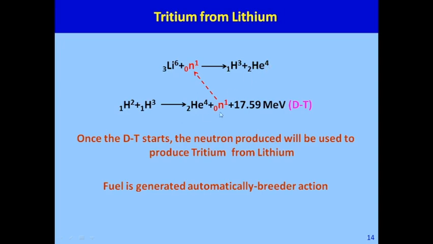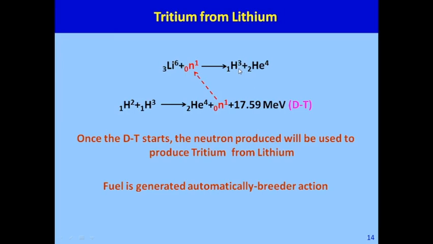So if you start this DT process, and one neutron is present, and that neutron is used to bombard lithium-6, it produces tritium. Once this process starts, it works like a feeder reaction. The tritium fusion is happening here, one neutron is produced, and that neutron goes and hits a lithium, producing tritium again.